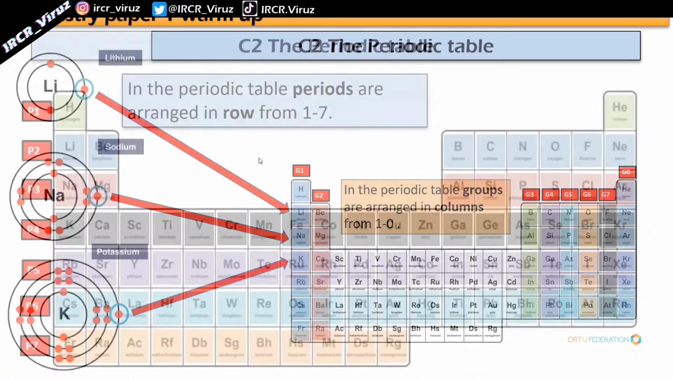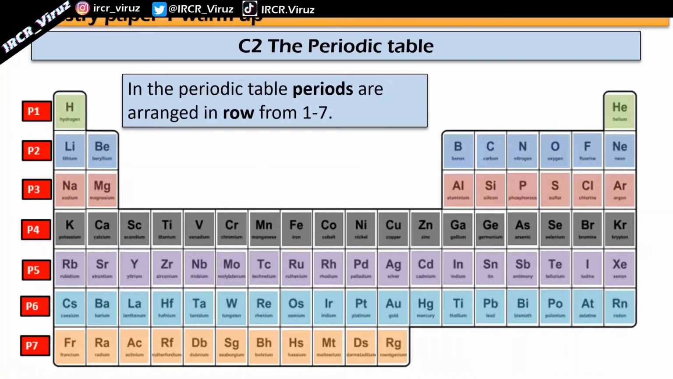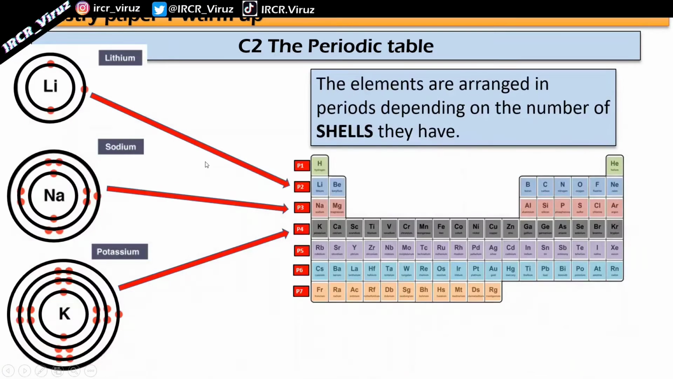Okay, now in the periodic table they are arranged in rows from 1 to 7 as well. So we can have here period 1, which only includes hydrogen and helium. Then we have period 2, 3, 4, and 5, 6, and in here they will be arranged depending on the number of shells that they have.